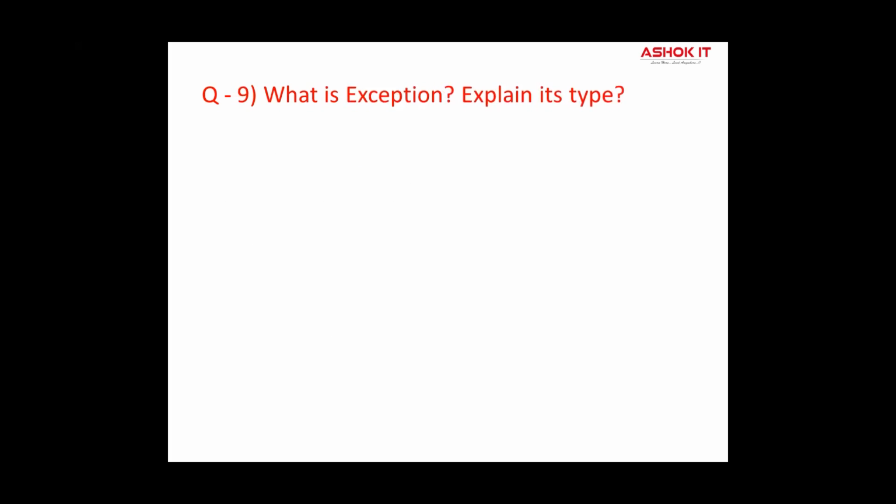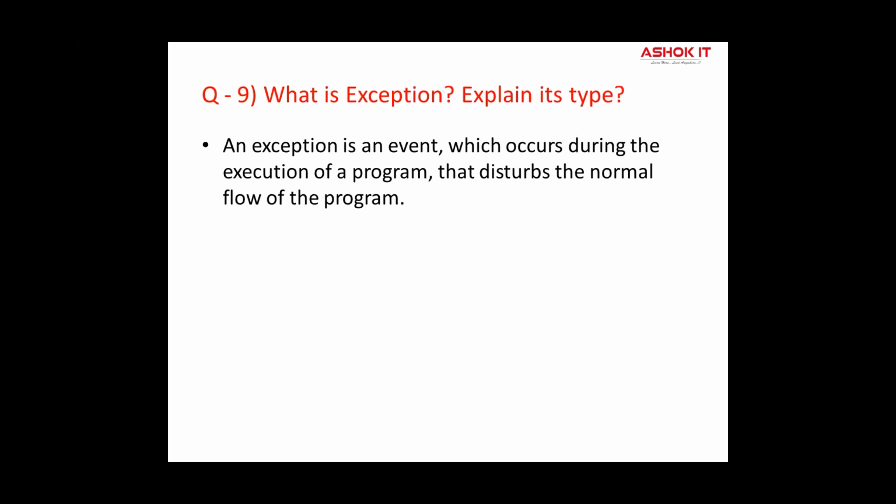Question number 9. What is exception and explain its types? An exception is an event which occurs during the execution of a program, and due to that exception, the normal flow of that program is disturbed. So exception is what? It is an unexpected event which occurs during the program execution, and it will affect the flow of your program instructions. Here, the Throwable class is the root class in this hierarchy.